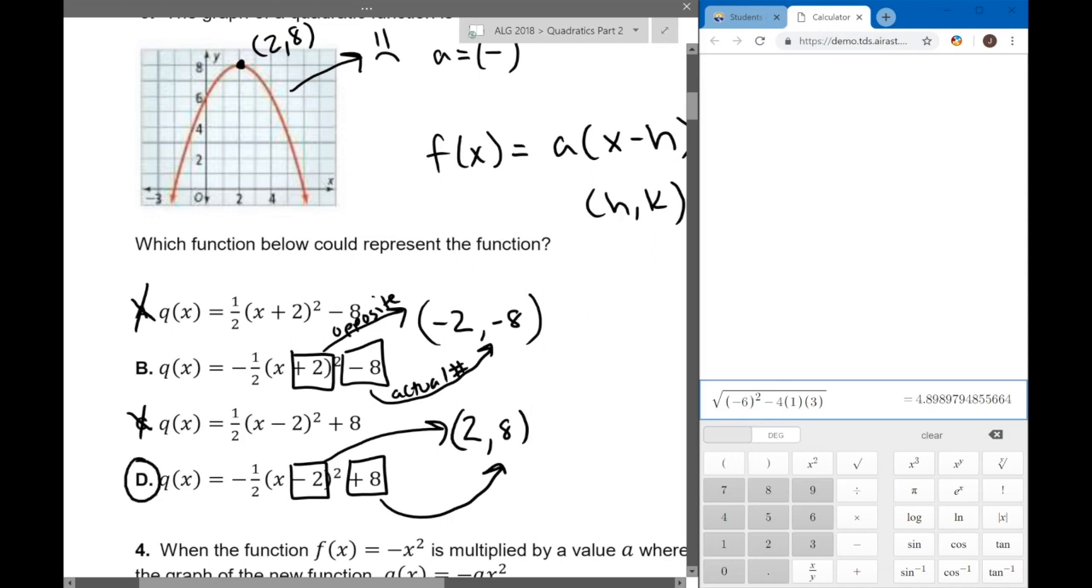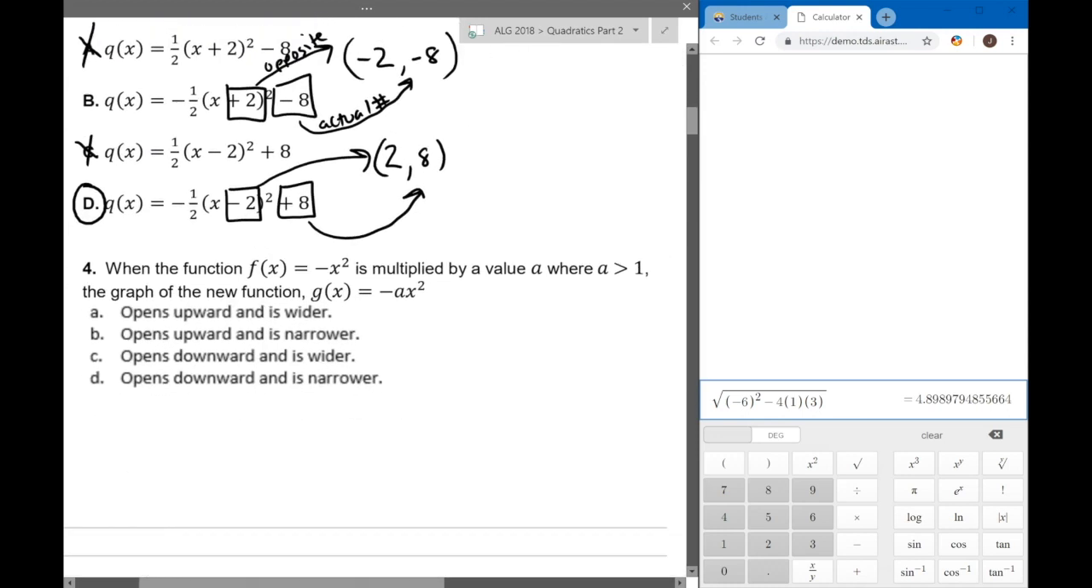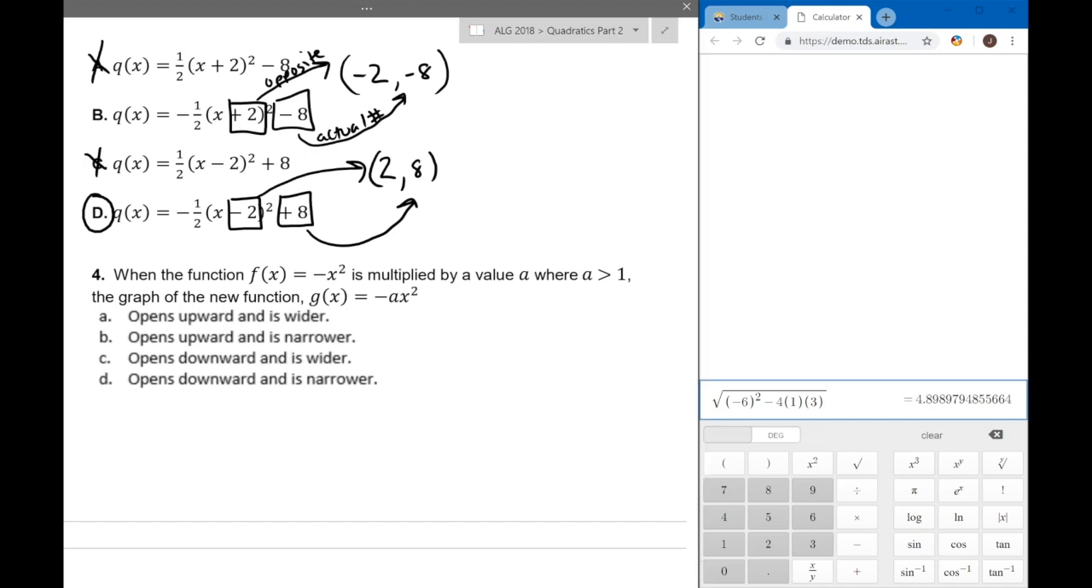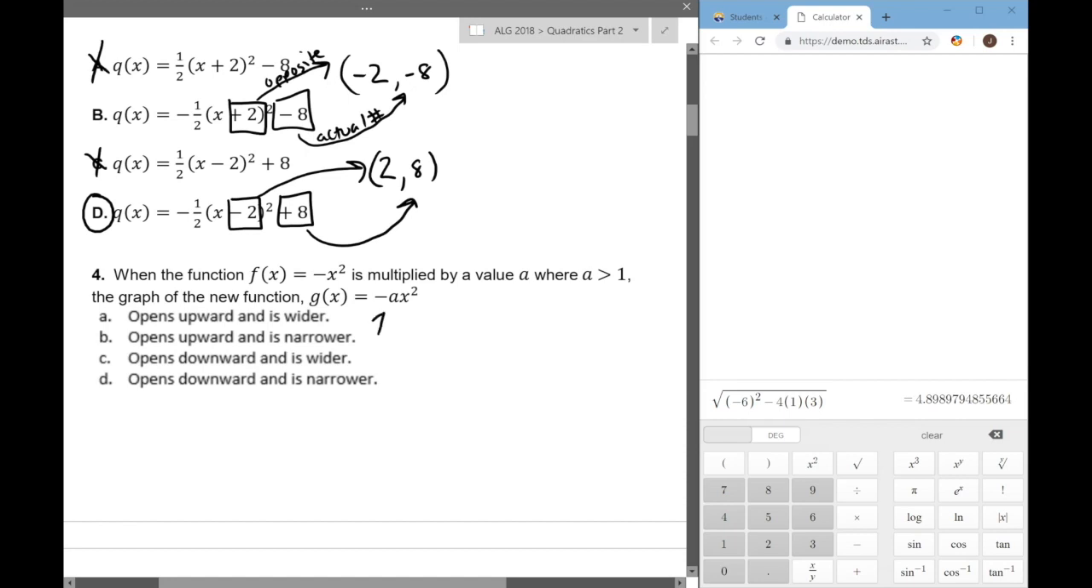Okay, let's move on to question 4. When the function f of x equals negative x squared is multiplied by a value a, where a is greater than 1, the graph of the new function g of x equals negative a x squared, what is it going to do? Well, on this one, is it going to open downward or upward? First of all, we can automatically say that this is a negative. Therefore, my graph is going to be negative. So it's going to open downward. So it's not going to be A, and it's not going to be B.